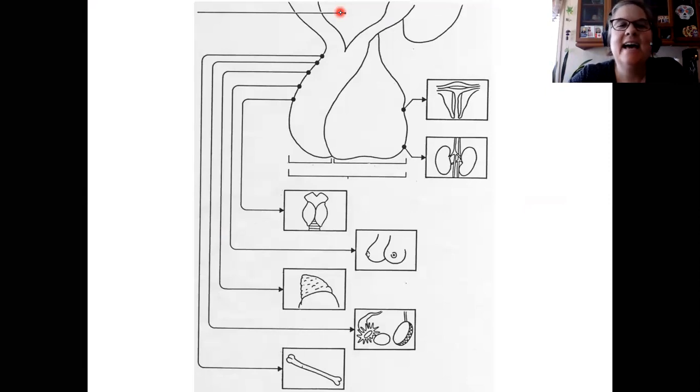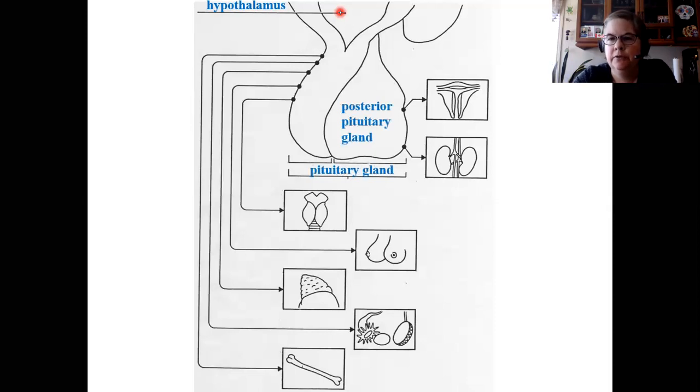Awesome. Thank you, Keenan. The hypothalamus. So our very first part is the hypothalamus. In this case, we're just talking about the posterior pituitary, so it produces hormones that get stored in the posterior pituitary. There's our pituitary gland and there's the posterior pituitary.